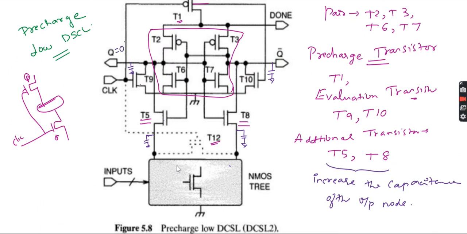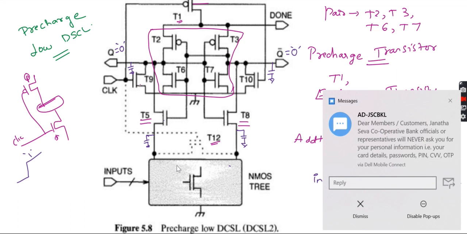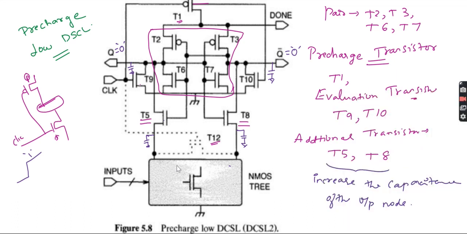That means 0, so this value will be 0. We are going to pre-charge as 0. I'm not applying initially whether the clock is 0 or 1. Straight away I'm giving clock equal to 1. We are making an assumption that it is pre-charged as Q equal to 0 and Q bar equal to 0. That is the meaning of that.